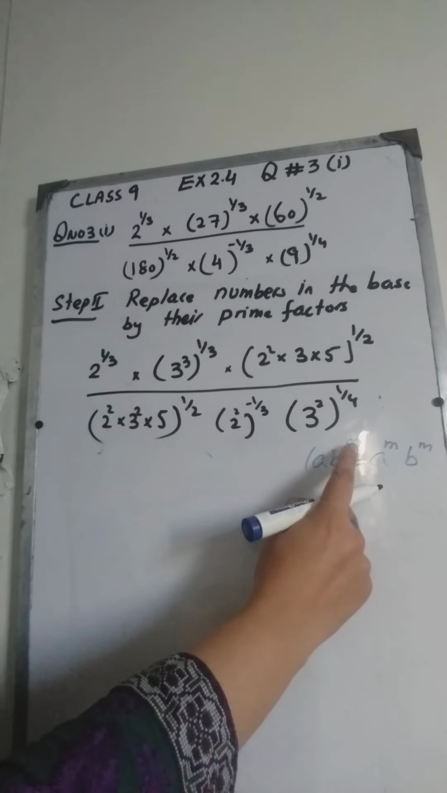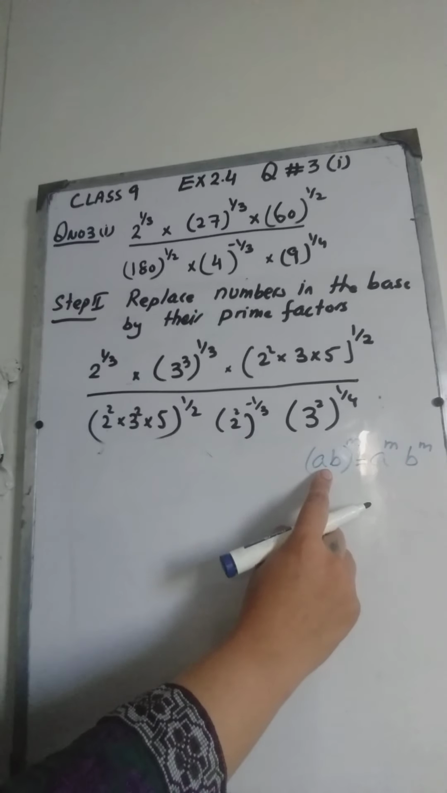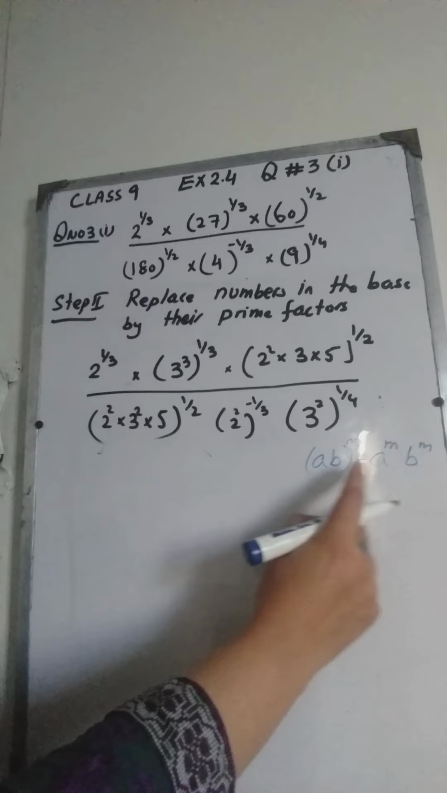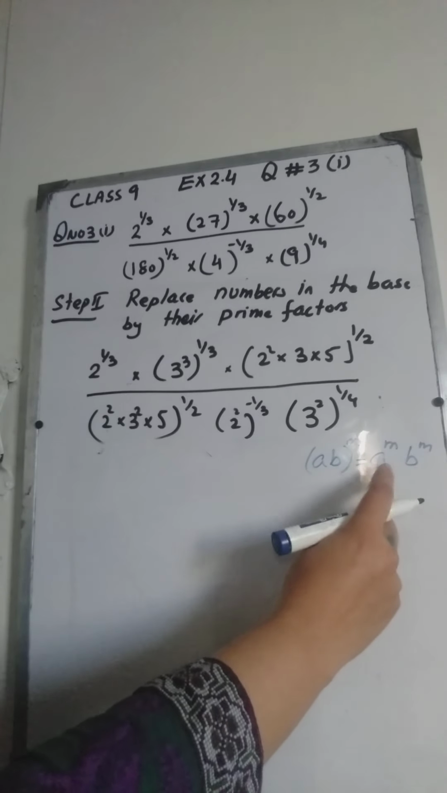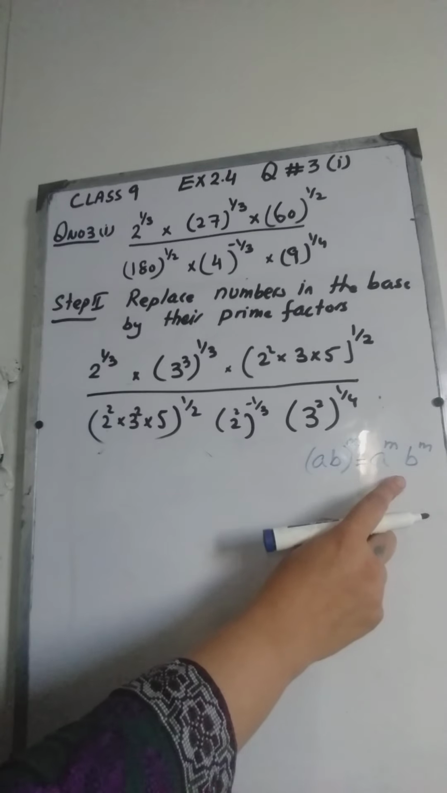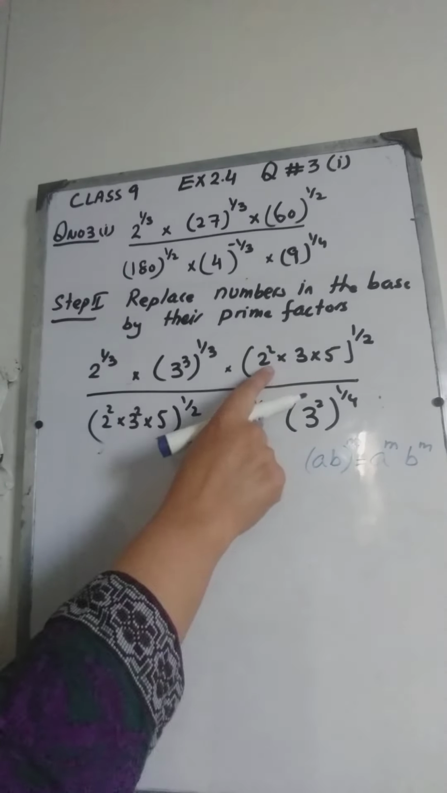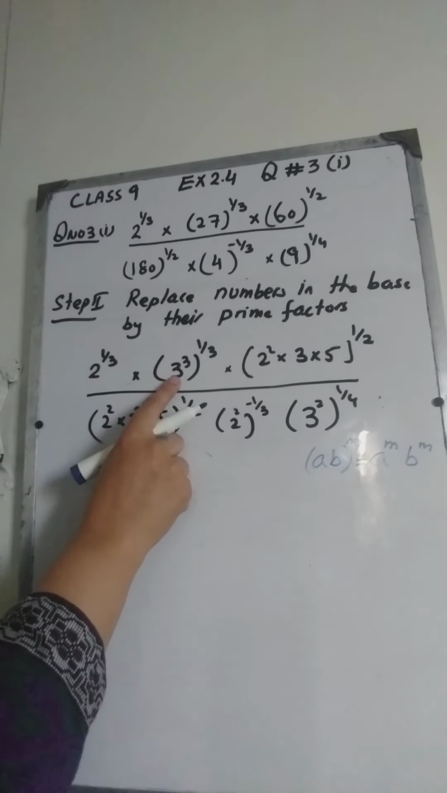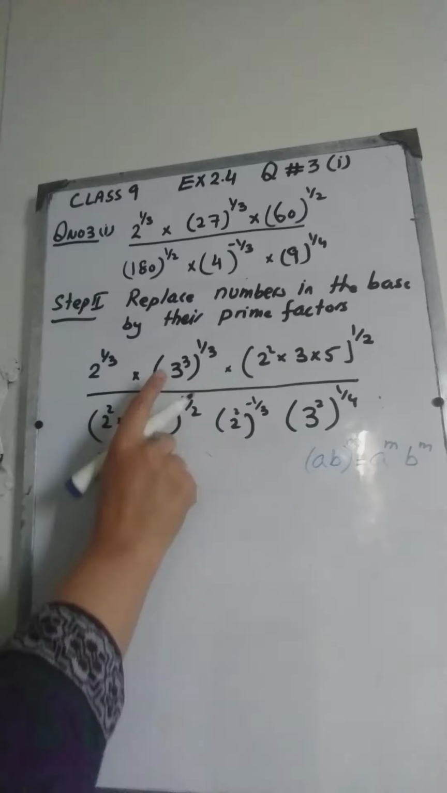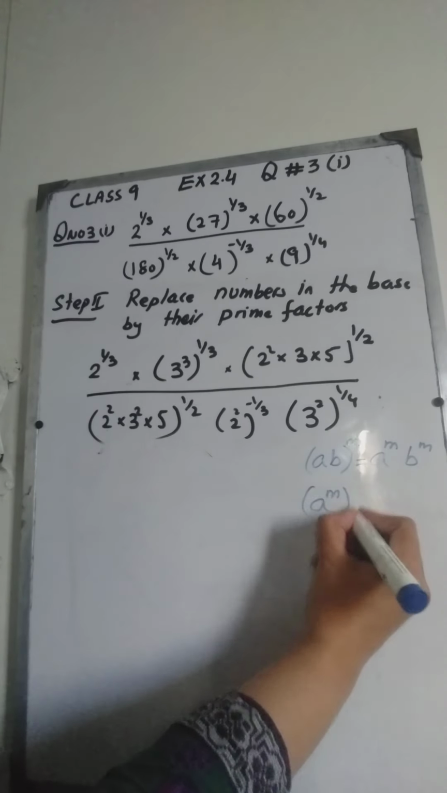So (a into b) raised to power m is always equal to a raised to power m and b raised to power m. Whether you find the product first and then apply the power, or you first find the powers on a and b separately and then find the product, the answer remains the same. So we are going to apply this law on this bracket and this bracket, and on these three we are going to apply the law power of a power.